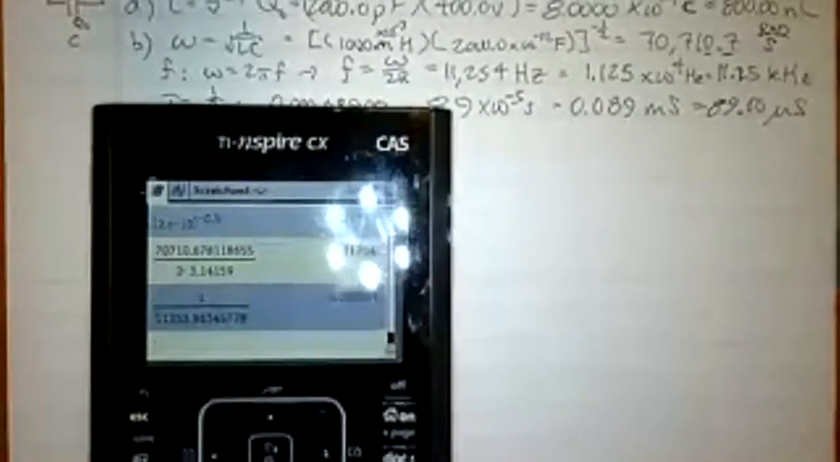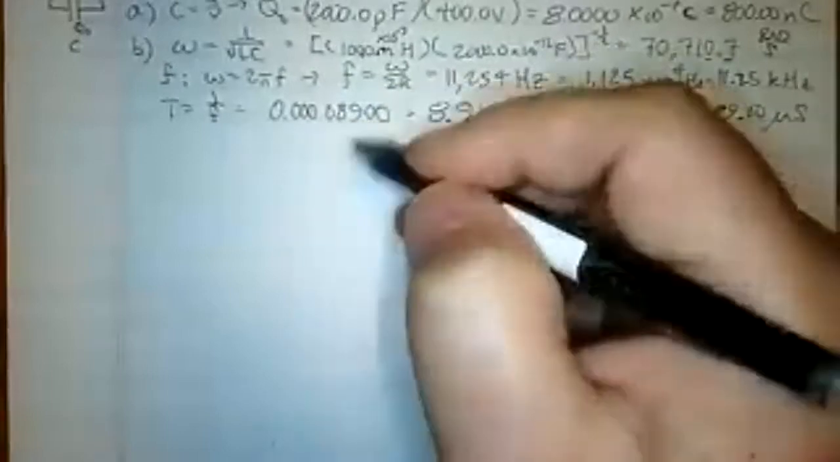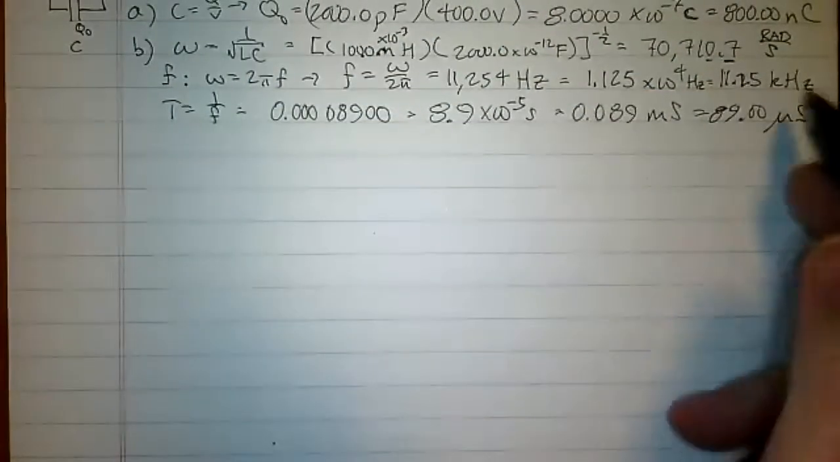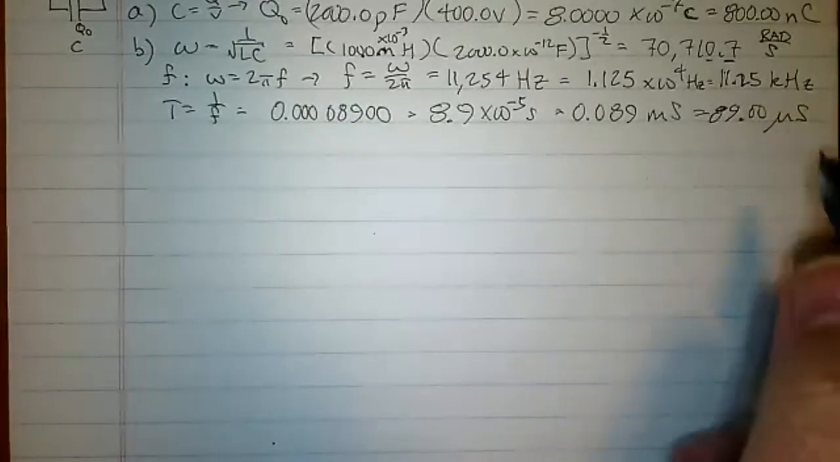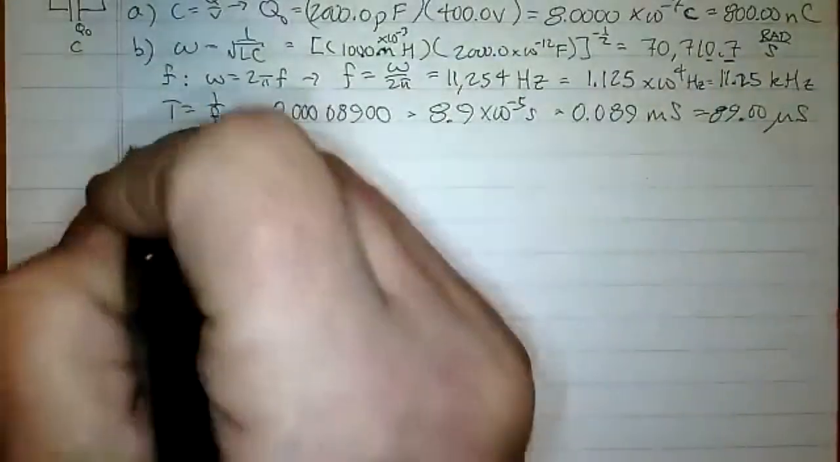Sorry, I realized now that my writing went out the screen when I was trying to write that. So now we have the period and the frequency of the circuit, and that just means the circuit's going to oscillate back and forth, like we said, but it's going to oscillate with a frequency of 11.25 kilohertz, and it's going to have a period of 89 microseconds.